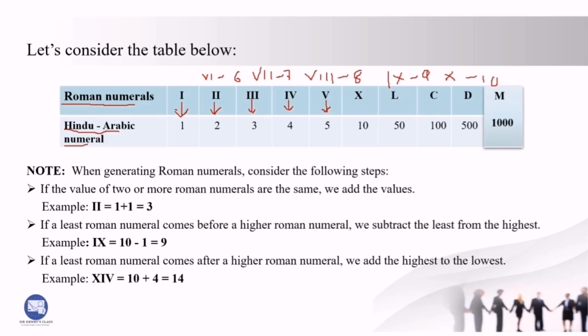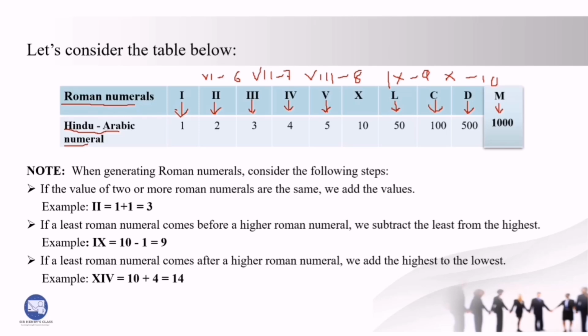Now, the Roman numeral for 50 is L. For 100, the Roman numeral is C. For 500, the Roman numeral is D. And M is 1000. So how do we get the Roman numerals of certain numbers?